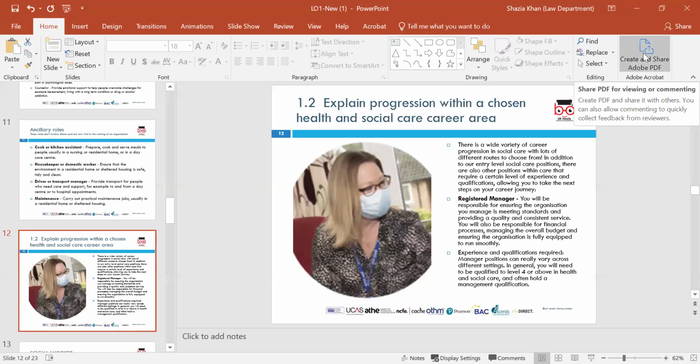Explain progression within a chosen health and social care career area. There's many people that dream of any sort of progression. Often when you start a job, you don't plan to work in the role forever, but in some instances you do. For example, I've worked in my profession for 17 years in the same job. You don't plan to stay in the same job, but in my case, I have. I'm sure some of you have as well. You keep saying you want to move on, but you don't move on.